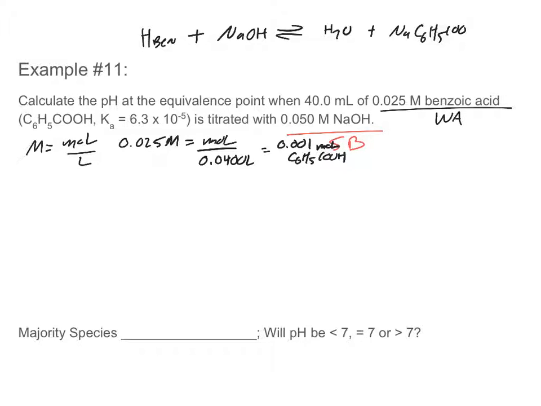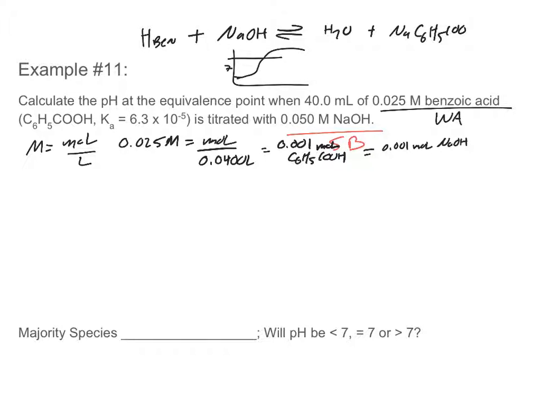Okay. And if we are at the equivalence point, what does that tell us about the amount of base? It should be the same. So that would tell me that I would have 0.001 moles of NaOH at the equivalence point. Now remember, with this type of curve, weak acid, strong base, our equivalence point is above a pH of 7. So we have to keep that in mind as we're going ahead and doing this.